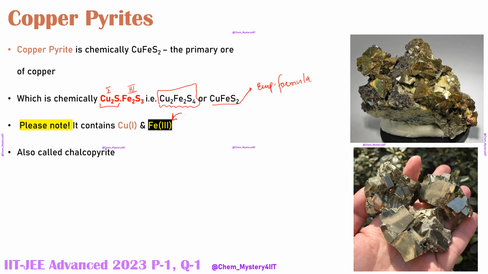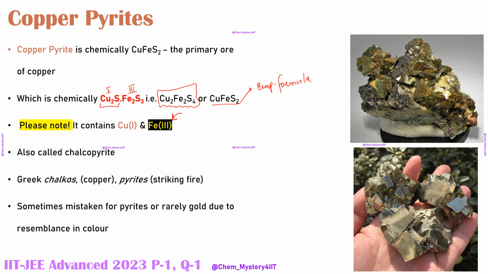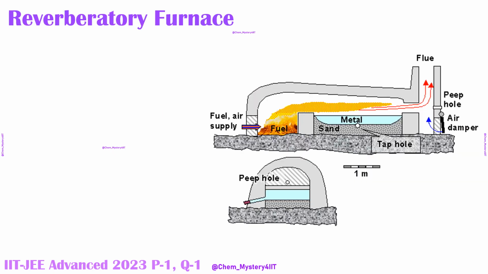Okay, moving further, we know this is also called chalcopyrite, and that basically comes from the two words, chalco for copper and pyrite for striking fire. If something is burnt, then it may appear yellow in color or golden yellow. That is the reason behind the name chalcopyrite. Okay, moving on to our main question, that this copper pyrite was heated in a reverberatory furnace.